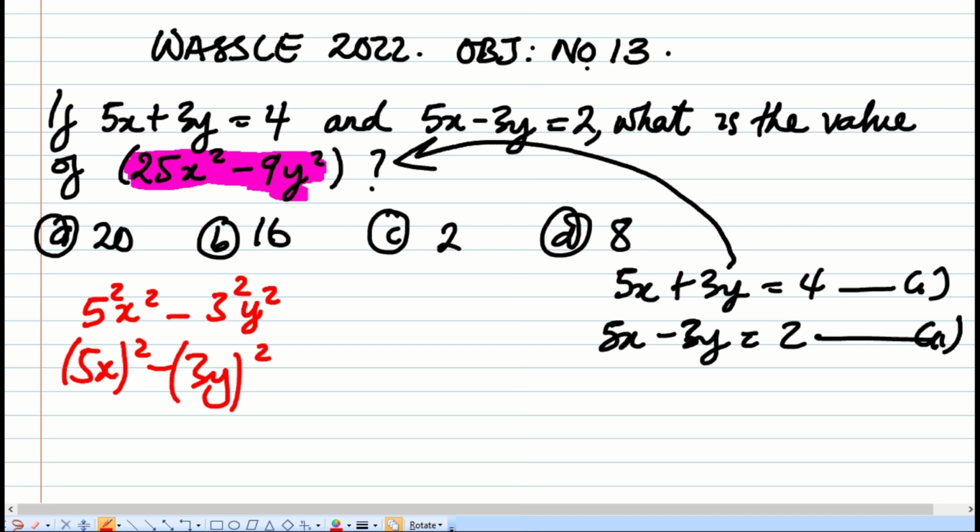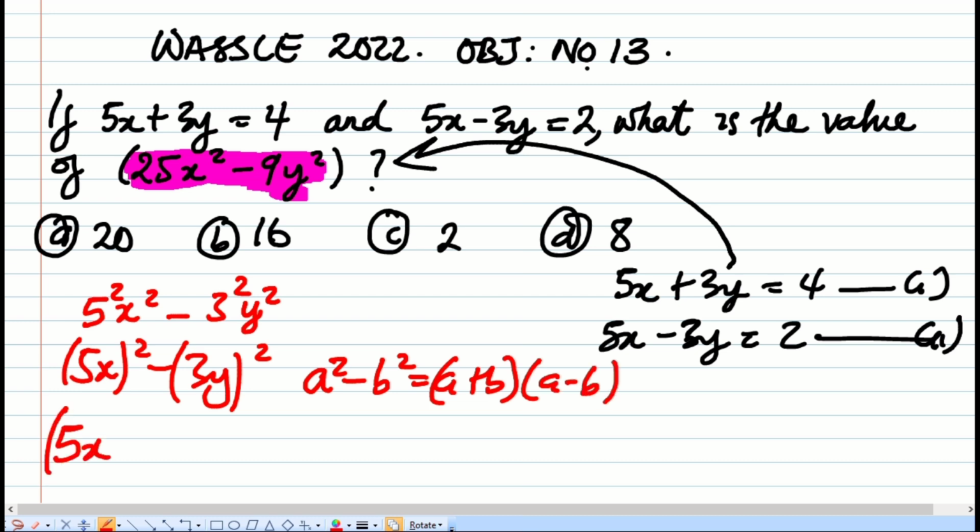So we have difference of squares, and remember factorizing difference of squares, we have a squared minus b squared is equal to a plus b times a minus b. So we did the same. Factorizing this, we have 5x plus 3y times 5x minus 3y, and basically this is the question. So they're just saying we should find the value of 5x plus 3y times 5x minus 3y.